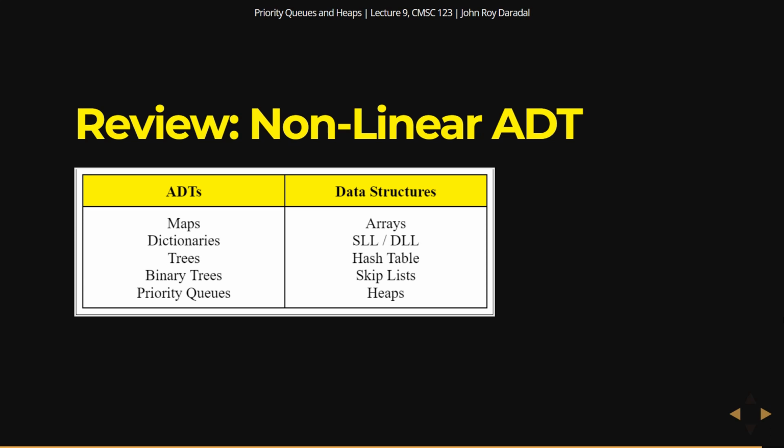And then we also added more data structures to implement these non-linear ADTs. So we still used arrays and SLLs and DLLs, just like what we did when we implemented linear ADTs, but we added more data structures. We introduced new data structures like the hash table to implement your maps, and then the skip list to implement ordered maps, and then the heap to implement your priority queue. So that's it for the non-linear ADT discussion.